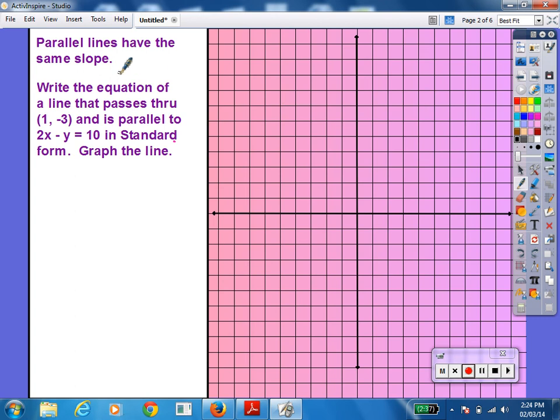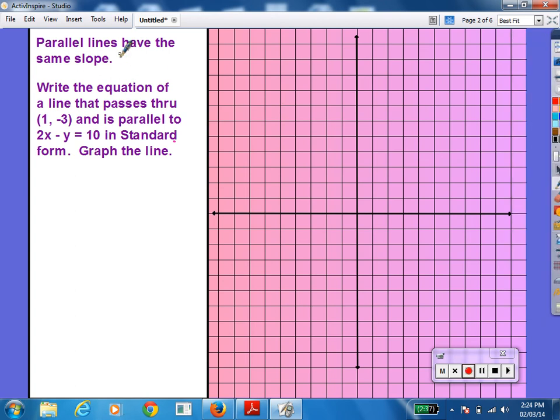So, first kind of problem that you might see is one of these. First of all, make sure you write this down. Parallel lines have the same slope. Now, that does not mean that they look the same. Sometimes you'll do some math, and you might see a slope of 2/3, and another one has a slope of maybe 4/6.